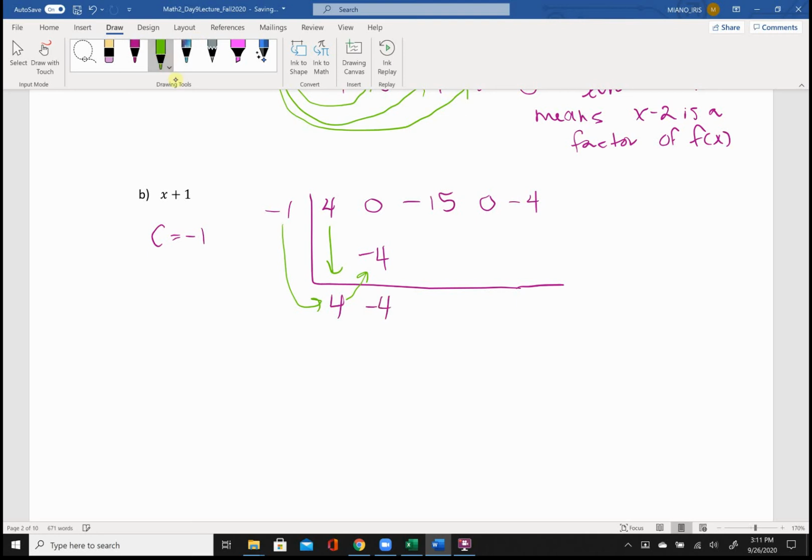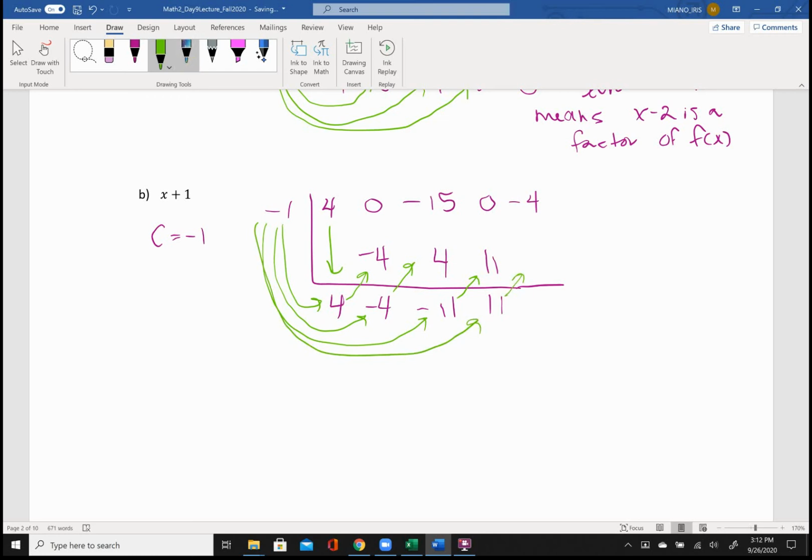Multiply through, and you'll get negative 1 times negative 4 is positive 4. Add negative 15 to it, and you're going to get negative 11. Multiply that negative 1 by the negative 11, and you'll get positive 11. Plus the 0 gives you 11. Multiply one last time, and then we'll be done with this process.